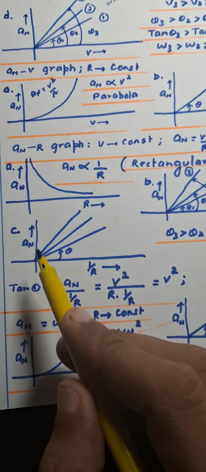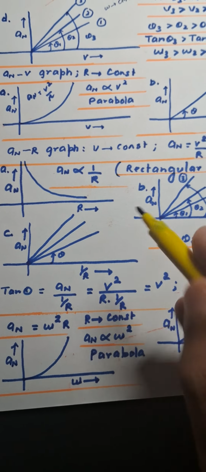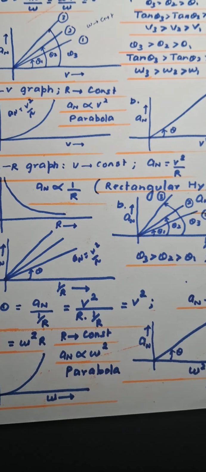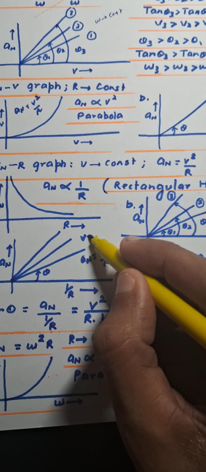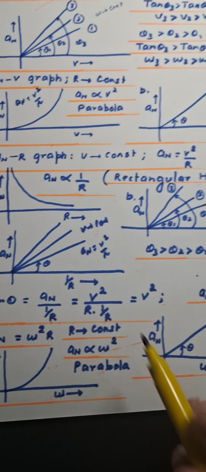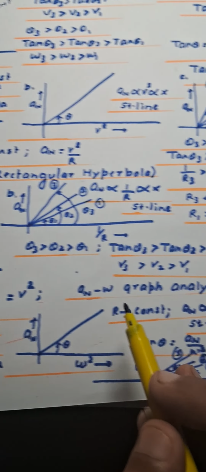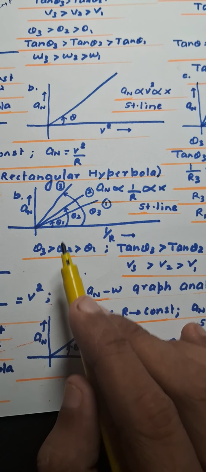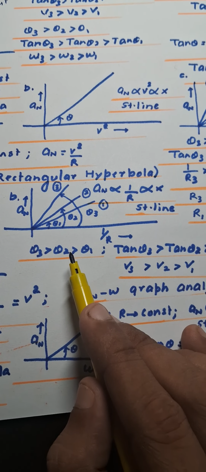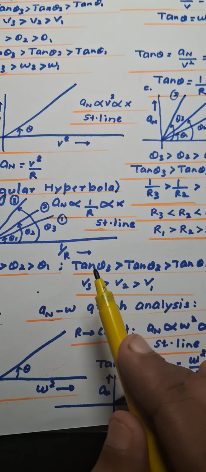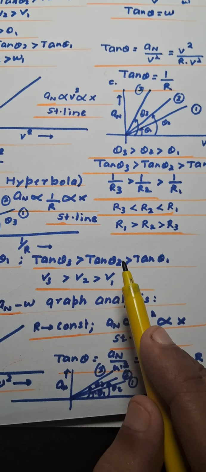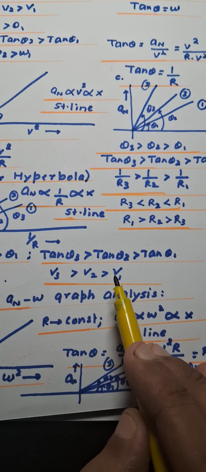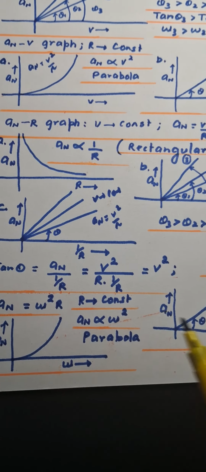Now let's analyze the graph between An and 1 by R. So obviously here also the concept used will be An is V square by R. So if V is constant, the graph will be a straight line and tan theta here will be equal to V square. So if we analyze three different cases, we can see that theta 3 is greater than theta 2 is greater than theta 1. That means tan theta 3 will be greater than tan theta 2 will be greater than tan theta 1. That means V3 will be greater than V2 will be greater than V1.